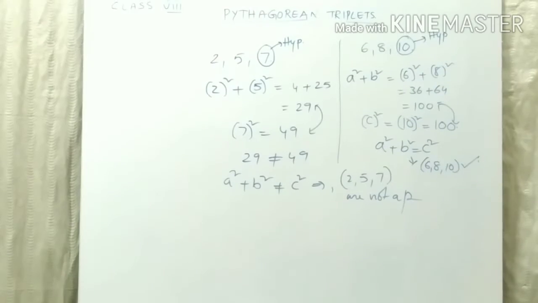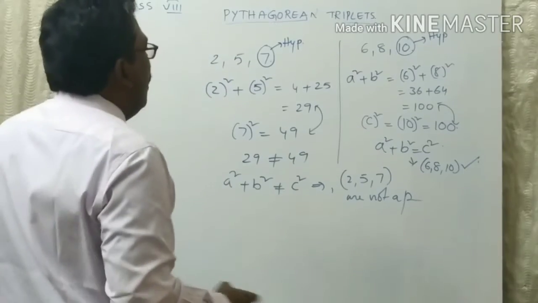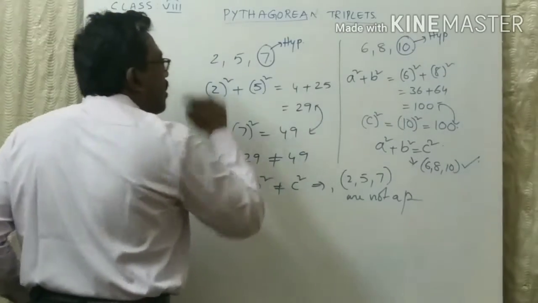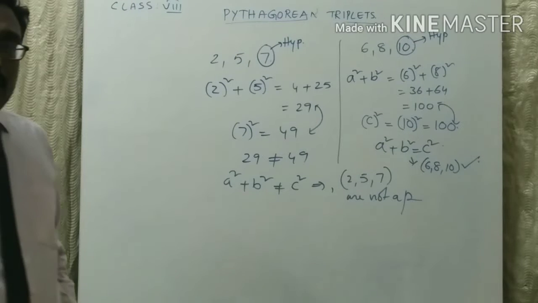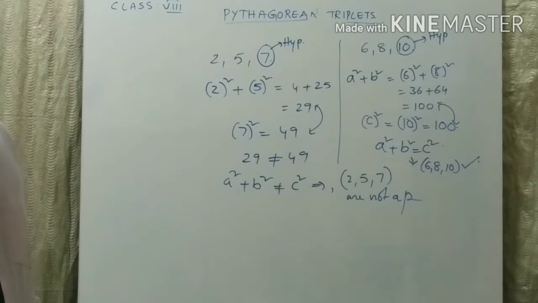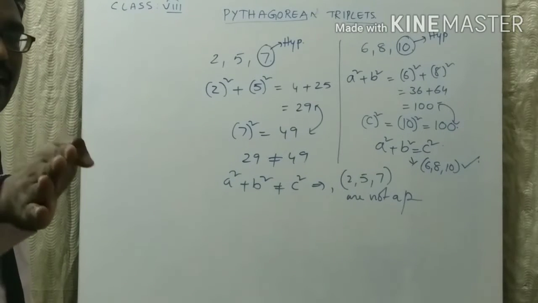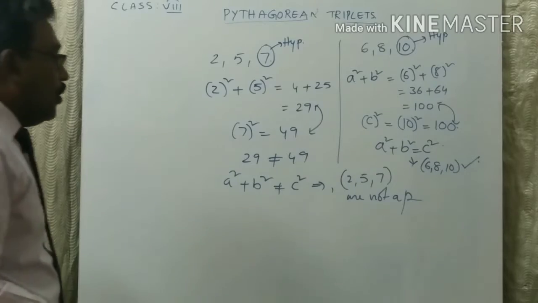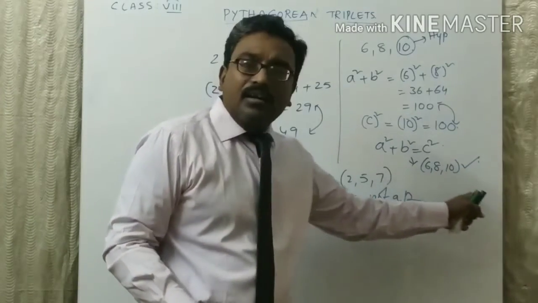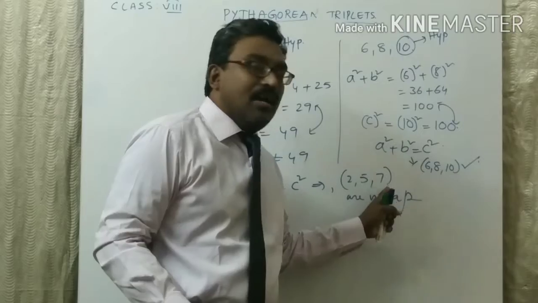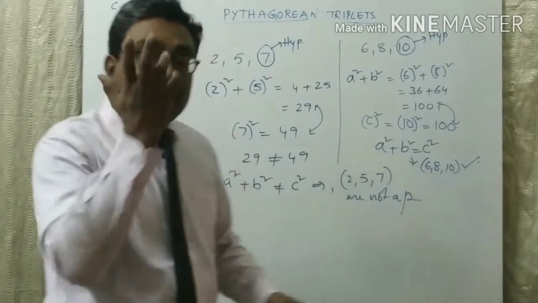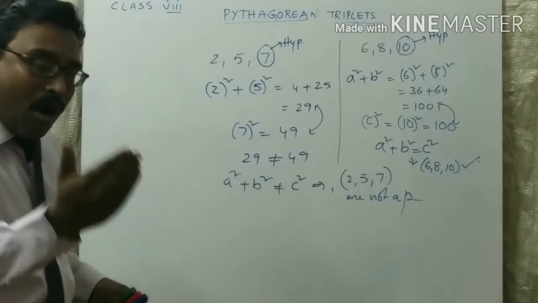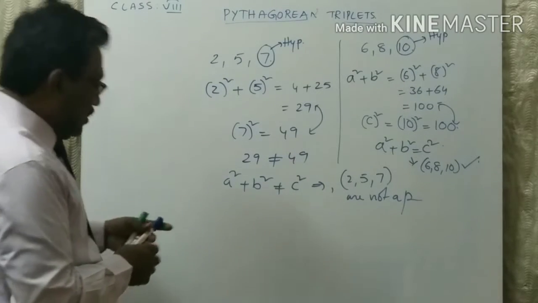So, whenever you get three numbers, three numbers are called triplets, check whether they satisfy the sides of a Pythagorean right angle triangle or not. If not, they are not Pythagorean triplets. Suppose 2, 5, 7 is not a Pythagorean triplet, and 6, 8, 10 is a Pythagorean triplet. Means what? What will it satisfy?